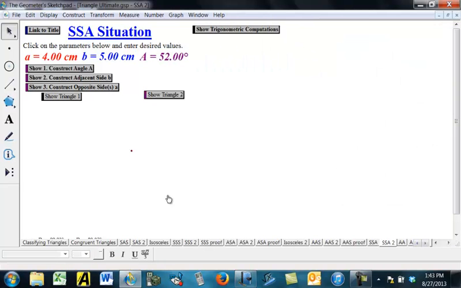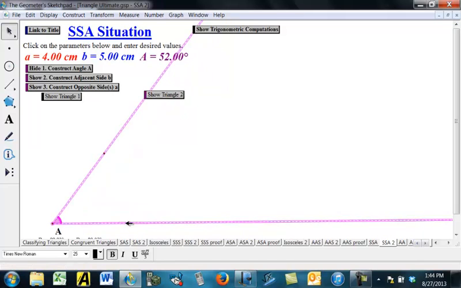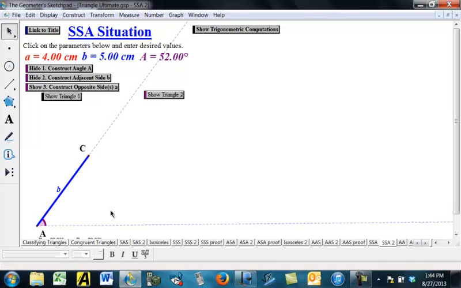So we start by constructing the angle there. There's our angle A. Next, we're going to construct the adjacent side. So we're going to go out actually on this ray here, and there's our adjacent side with a length of 5 centimeters. Then the last one we're going to get is actually the first one listed, the 4 centimeters, the opposite side. So we're really going to do this more as, think of it as ASS rather than SSA.